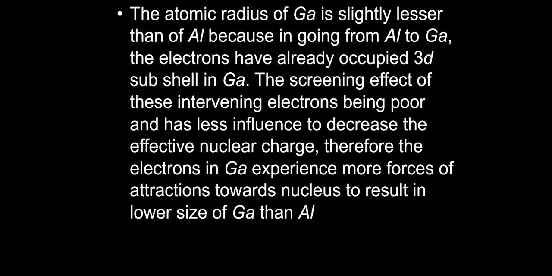Being poor, it has less influence to decrease the effective nuclear charge. Obviously, when the repulsive effect is less, when d electrons do not push the outer electron outwards, the effective nuclear charge will not decrease. So we have less influence to decrease the effective nuclear charge. The effective nuclear charge will increase. Therefore electrons in gallium experience more force of attraction. When the screening effect is less, when the repulsive effect is less, then the attractive force will be more, as a result of which it results in the lower size of gallium than aluminium.